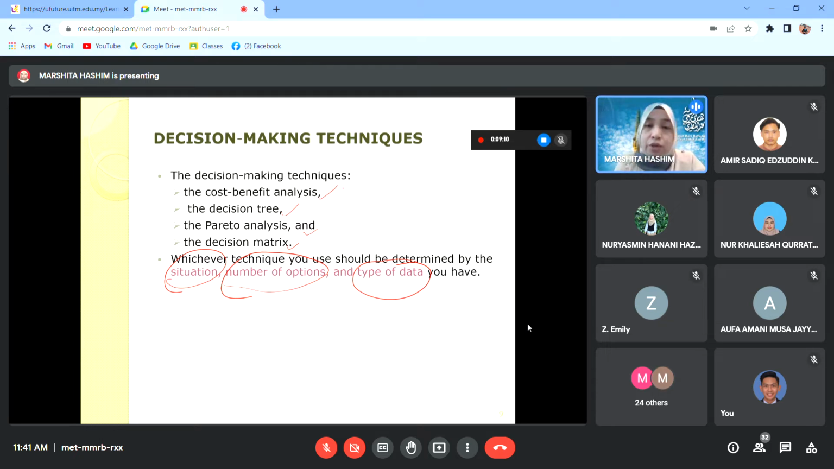But for your level, for MA 551, we cover the first technique only, cost benefit analysis. The other techniques you will learn later, maybe when you do the papers under part 5, 6 or part 7. Part 8 you go for practical training, right?